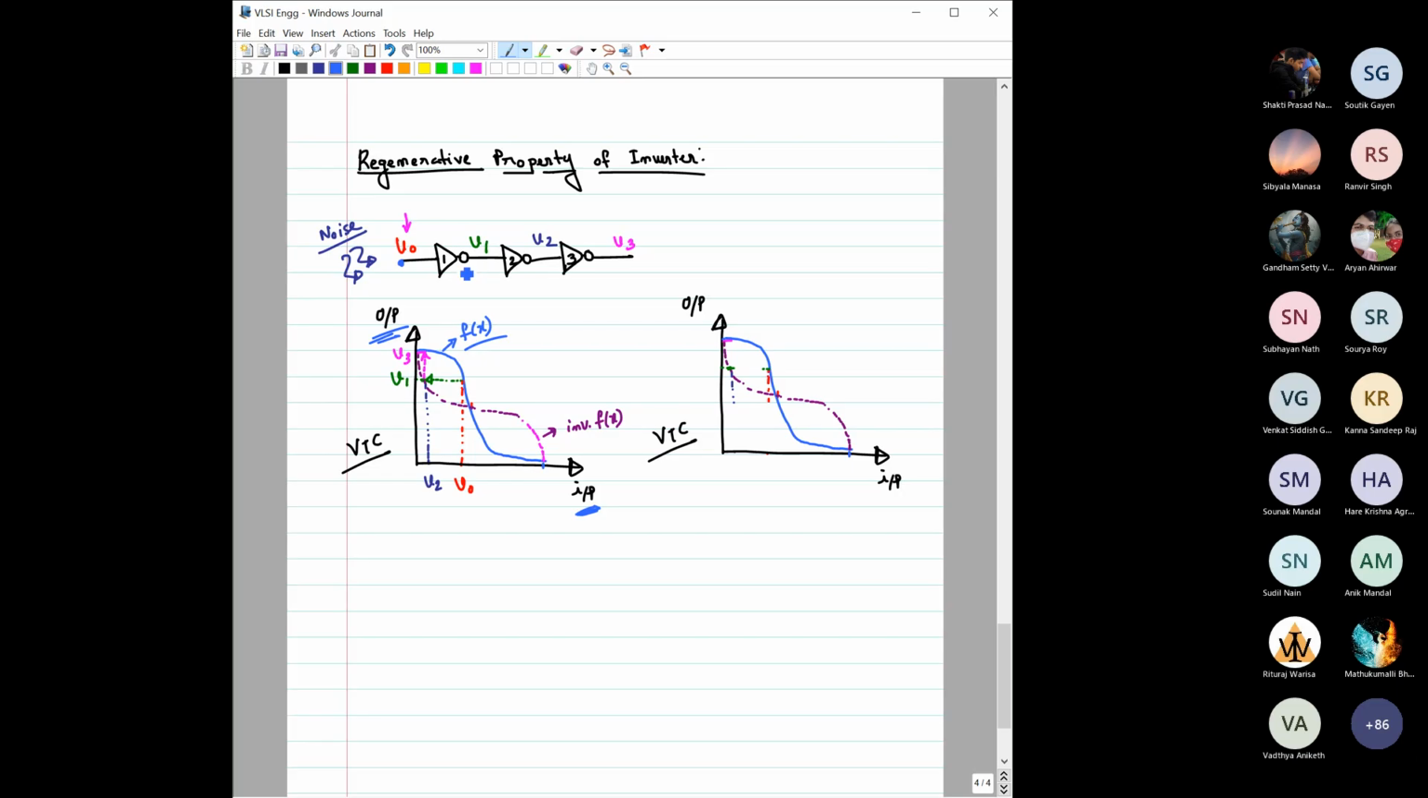The output of gate 1 is now connected to the input of gate 2. So for this inverter, this would be the output and this would be the input. Just think, and if you plot it, you will get a curve like this, which I have drawn using inverted f of x.